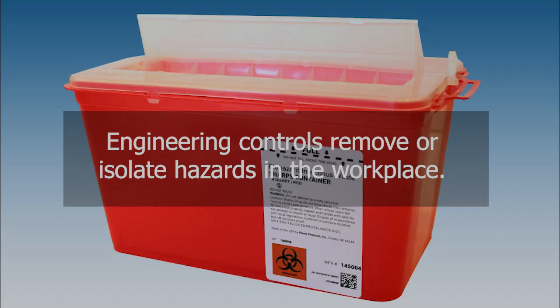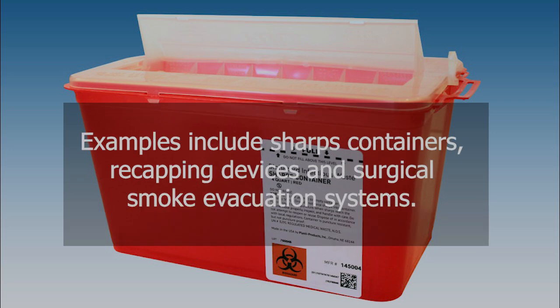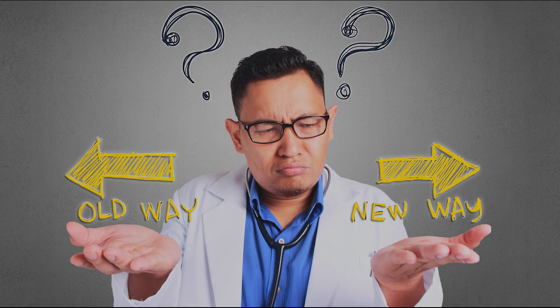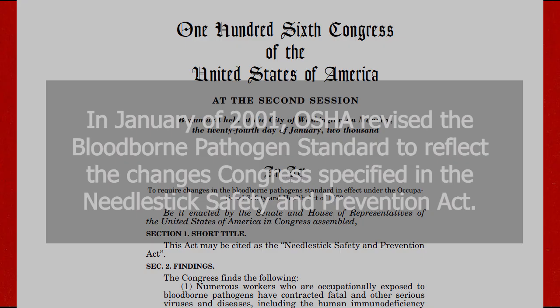Engineering controls include all control measures that isolate or remove a hazard from the workplace. In medical and dental settings, examples might include sharps containers or recapping devices. The original bloodborne pathogen standard wasn't very specific regarding the applicability of various engineering controls. On January 18, 2001, OSHA published a revised bloodborne pathogen standard to reflect the changes Congress specified in the Needlestick Safety and Prevention Act.